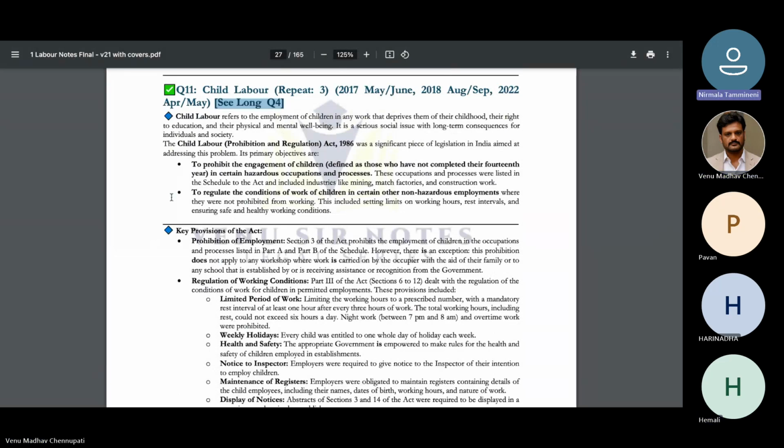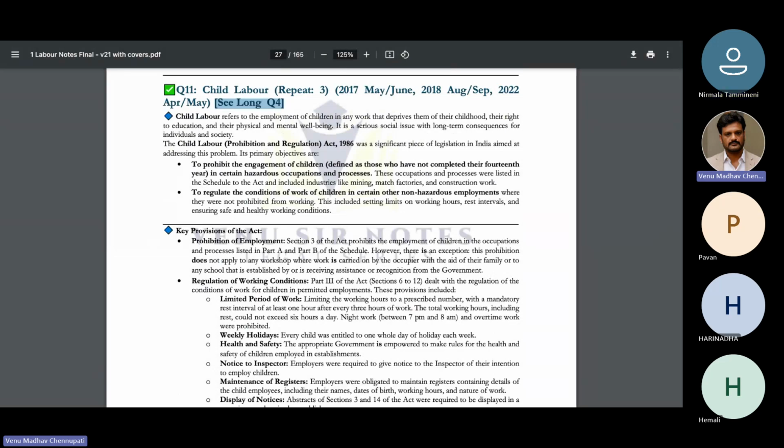In the answer, what is child labor, who is considered a child labor, and there are two sections. One is anyone employed below 14 years of age is considered a child labor. That is a no thing. Then 14 to 18 they can be employed, but in non-hazardous industries.